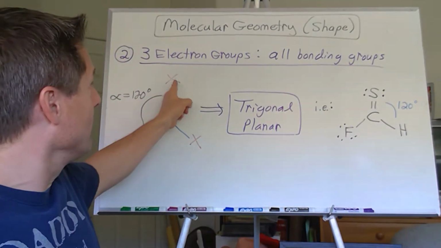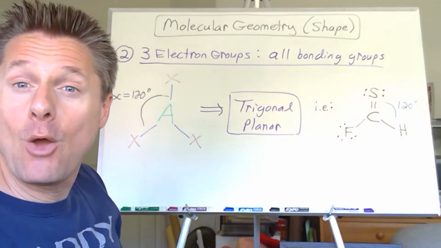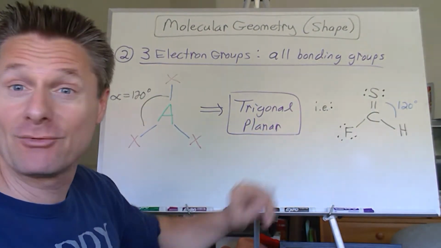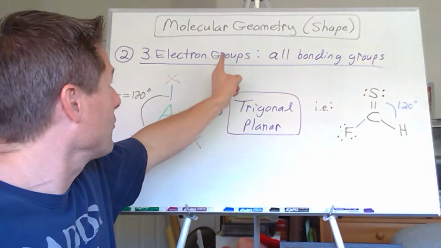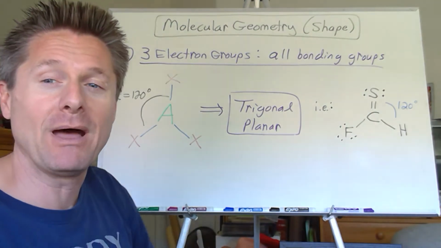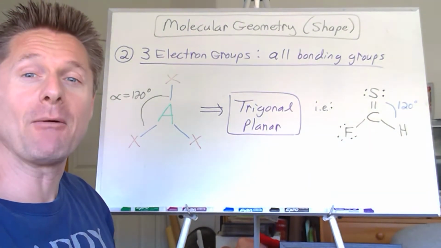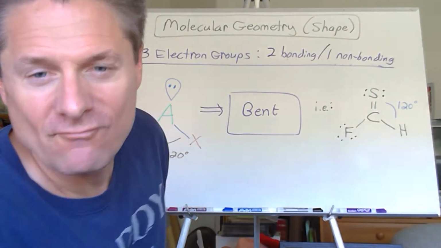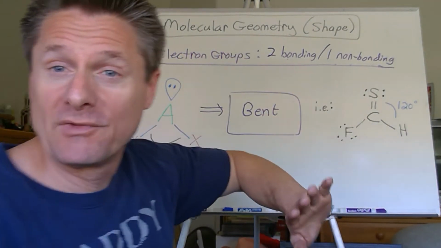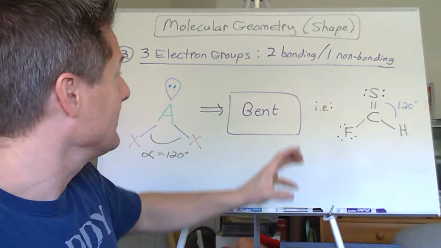What if one of these was a lone pair or a free radical electron? Oh, it ain't going to be trigonal planar anymore. Let's look at 3 electron groups, but 2 of them bonding, 1 being non-bonding or a lone pair. See if you can figure that one out. All right, did you get this one? So let's say we have 3 electron groups again, so 3 regions of electron density.